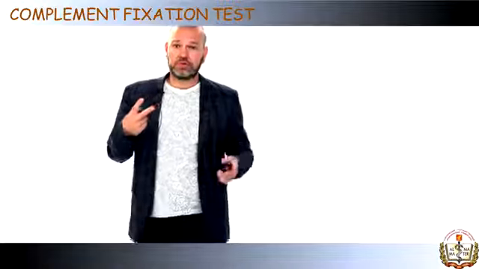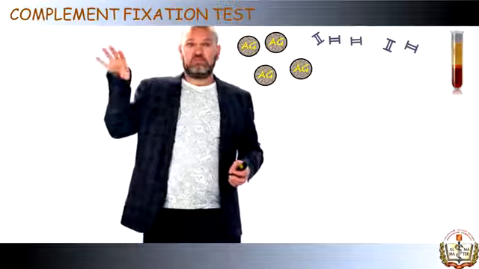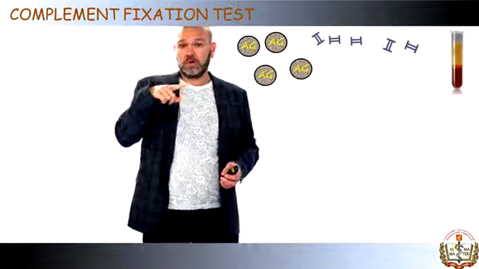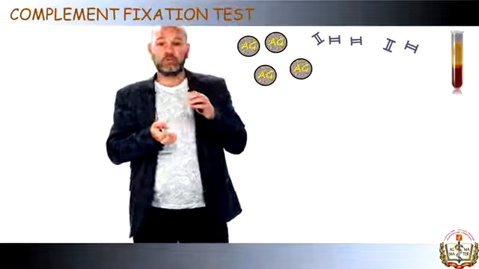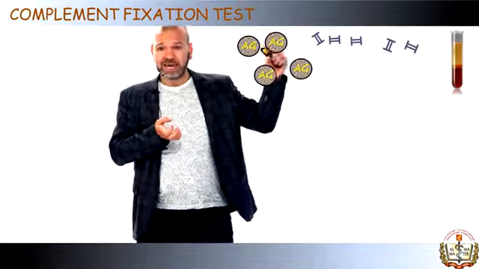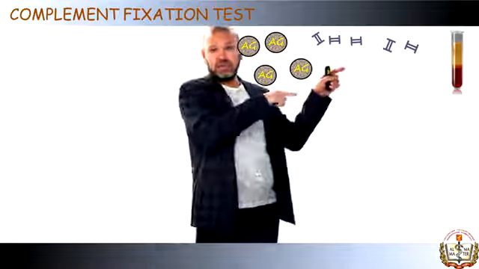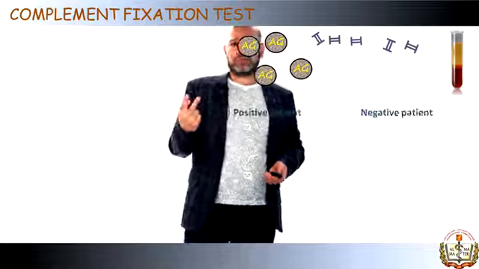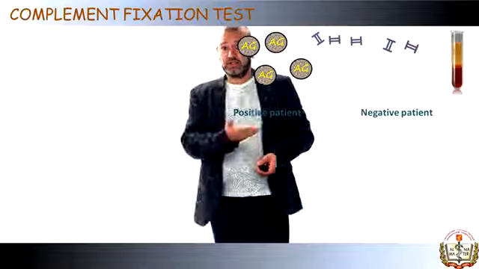CFT is performed in 2 steps. In step number 1, you need to take antigen, antibody, patient serum, and complement. Antigens are routinely taken in the form of a diagnosticum. It is a preparation containing the antigens we are interested in. You need to take diagnosticum containing antigen, a small amount of complement, and heat-inactivated serum from the patient. And now you have 2 options. Your result can be positive or negative.